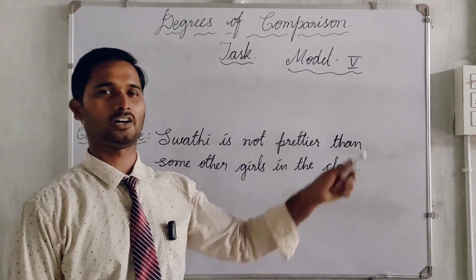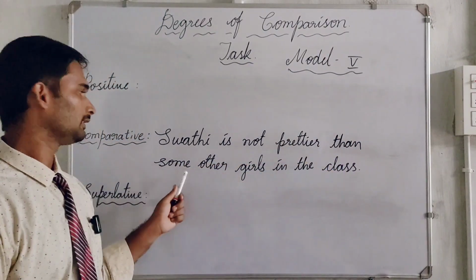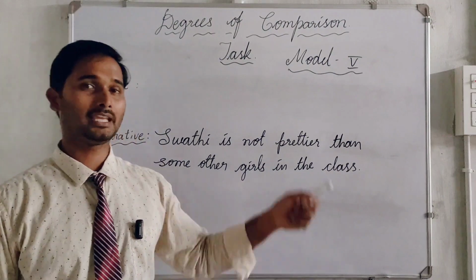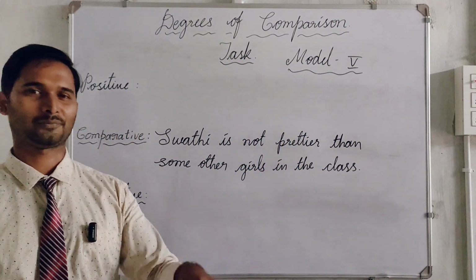Here is another task for you of Model 5, the comparative form. Swati is not prettier than some other girls in the class. Can you get the positive and the superlative forms of it? Answer them in the comment box.